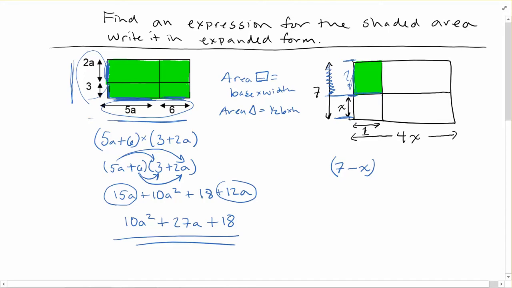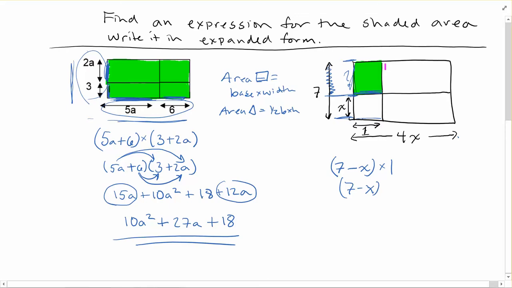And for my base, same idea. I know the whole way across is 4x, and I know that this piece here is just 1. And in fact, I guess I wrote that as kind of a silly example because you don't actually have to do any subtraction there. We are just going to use 1. So times by 1. And that can be simplified to just 7 minus x in brackets.